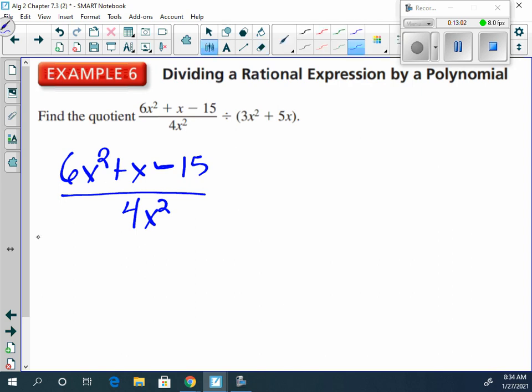Wait a minute. The second one doesn't have a denominator, does it? Well, what is it? It's 1. And that's the only real difference with these here. So we can still do our first step. It's just we have to remember that because it doesn't have a specific denominator written in, it still has one. It's just 1. So when we flip it, 1 goes on top. The 3x squared plus 5x goes on bottom.